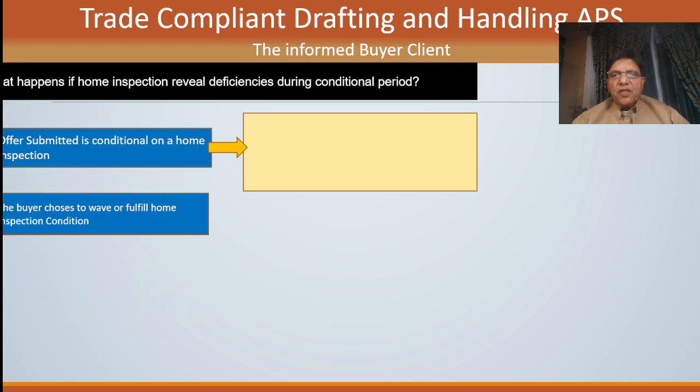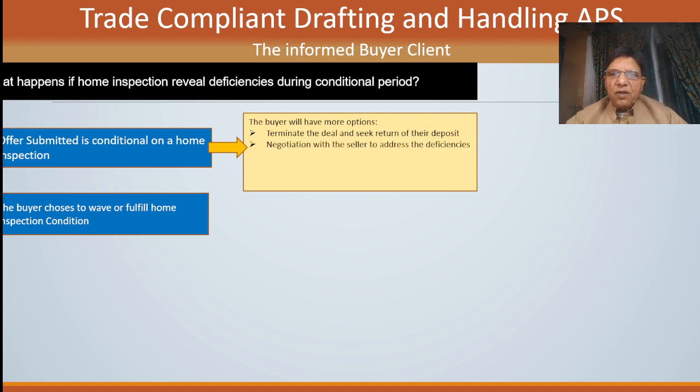When the offer submitted is conditional on a home inspection, then the buyer will have more options. Terminate the deal and seek return of their deposit. Negotiate with the seller to address the deficiencies. Negotiate the sale price. So these are the options the buyer has.